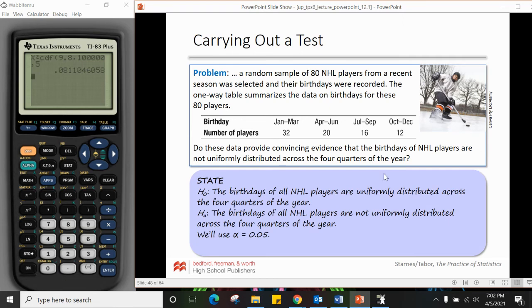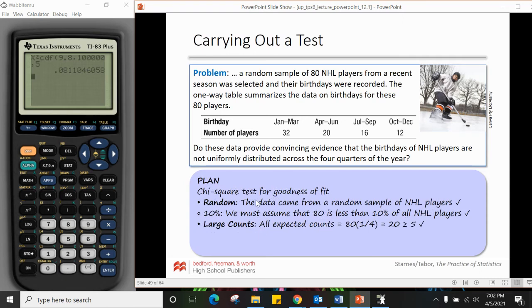So right off the bat, my state phase of the four-step process: H naught, the birthdays of all NHL players are uniformly distributed across the four quarters of the year. Or like we would say, we'd expect there to be 25% in each quarter. HA, on the other hand, is the birthdays of the NHL players are not uniformly distributed across the four quarters of the year. So there's some difference between them, or they're not all equally likely to occur. And we'll use alpha at 0.05. Make sure you state alpha before you do any test.